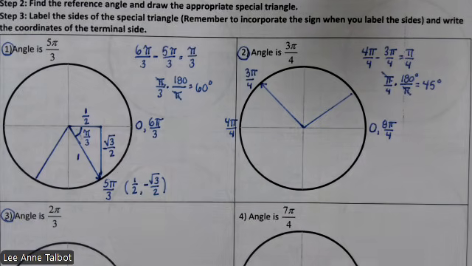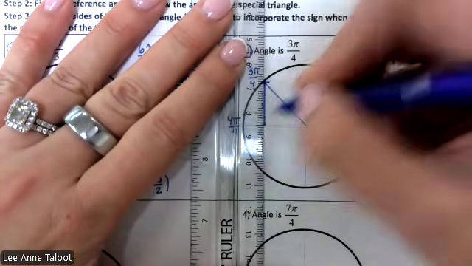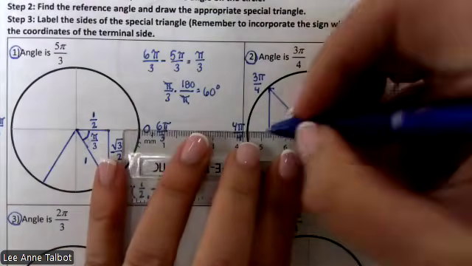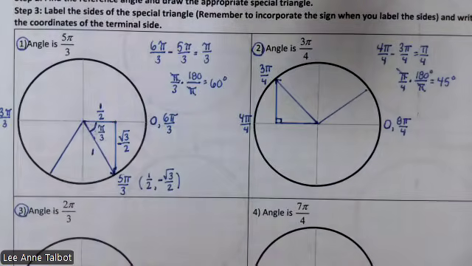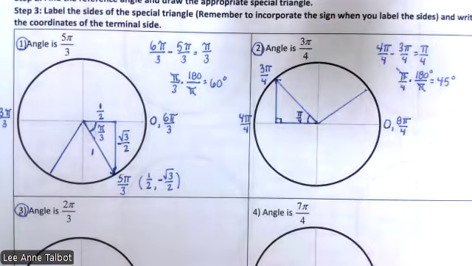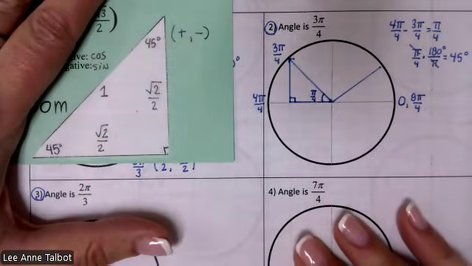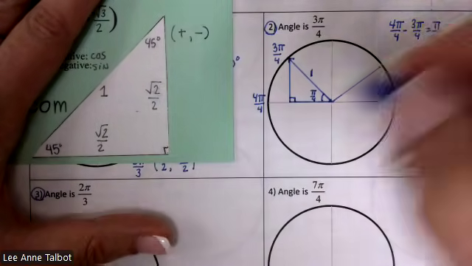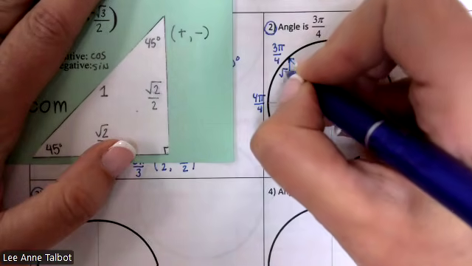Okay. Gonna draw my triangle in. So which triangle do I need then? Beautiful. 45, 45, 90. Okay, which is this guy here. My hypotenuse is 1. The legs are both √2/2.